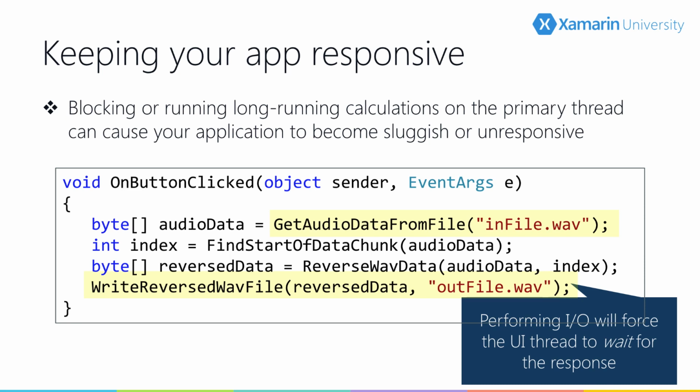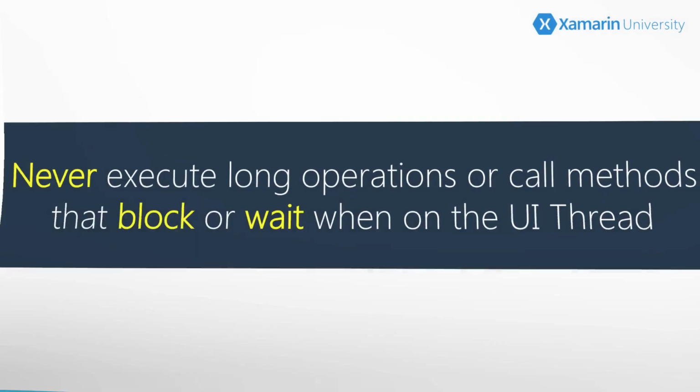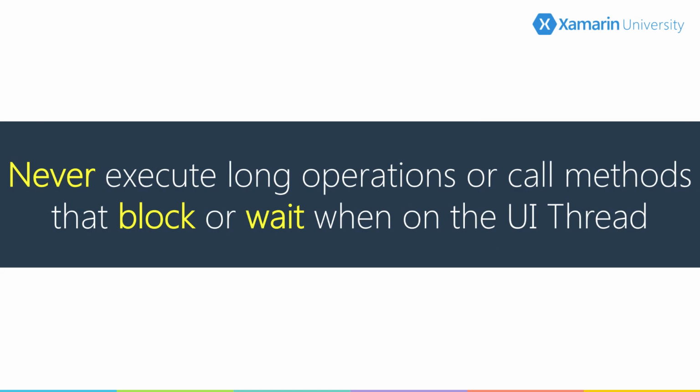This will make the UI thread wait for this operation to complete, and all the time our app is not responding. If there was an animation running on the screen, the animation would stop. Our users would not be able to perform any actions. So long story short, we should never ever execute long operations or call methods that block or wait while we are on the UI thread.